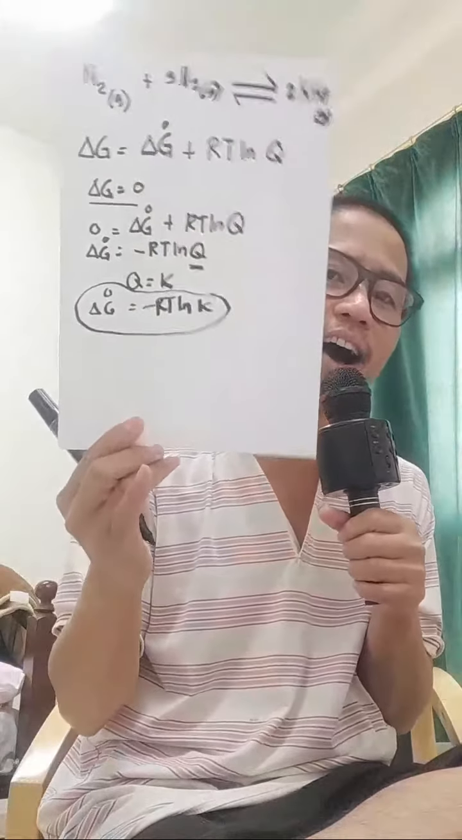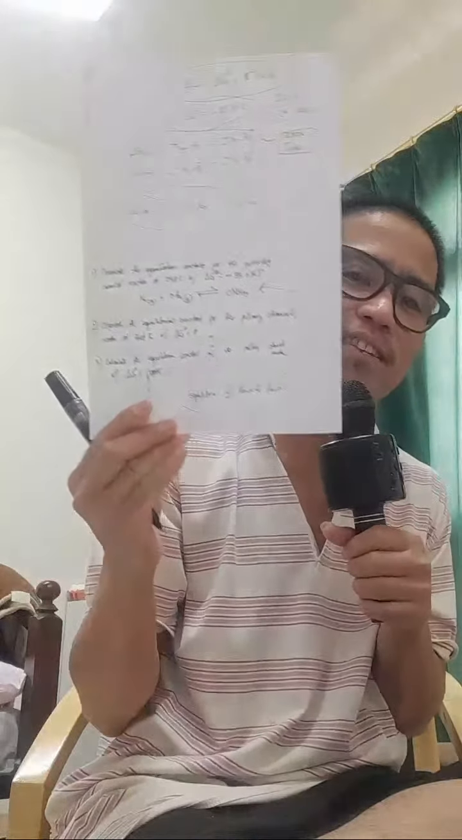So delta G equals RT ln K. Oh my gosh, this is a very good formula. I love it. And K is the equilibrium constant, guys, which is what our problem is asking for. So bingo, we can solve the problem.